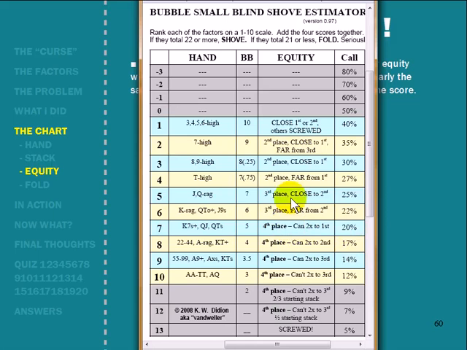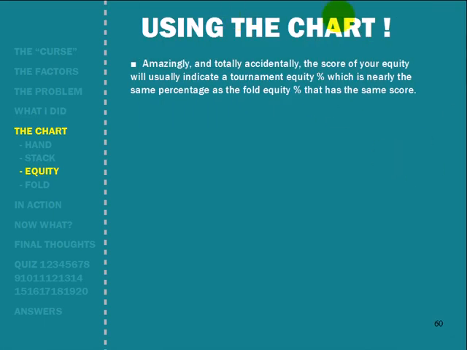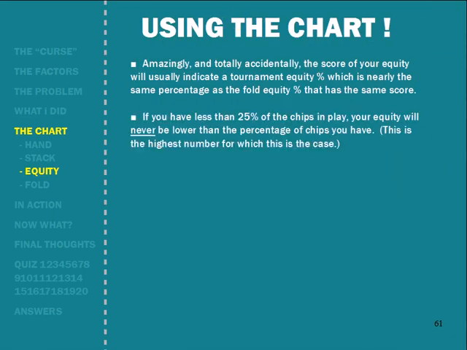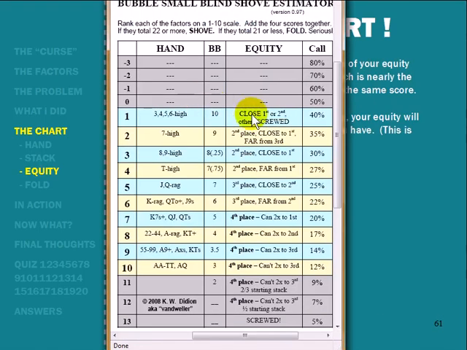If you are in third place and you're close to second place in chips, then you're going to have a score of 5, and a 5 means 25% equity in the tournament. Now, that is, in my opinion, pretty amazing, because if you just memorize how this works, which isn't really hard in the long run, you can actually look at the setup and know almost exactly how much tournament equity you have at that very moment.